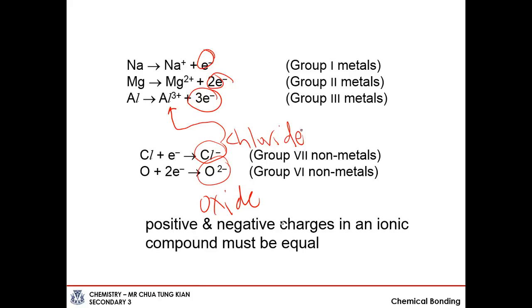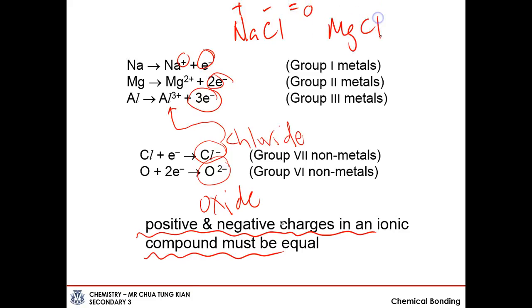Okay. And obviously, the positive and negative charges must be equal in an ionic compound. So if Na plus, Cl minus, it will be NaCl. So one is plus, one is minus. Overall, it's 0. Mg, Cl. Mg is 2 plus, Cl is minus. Overall is 1 positive. Not correct.